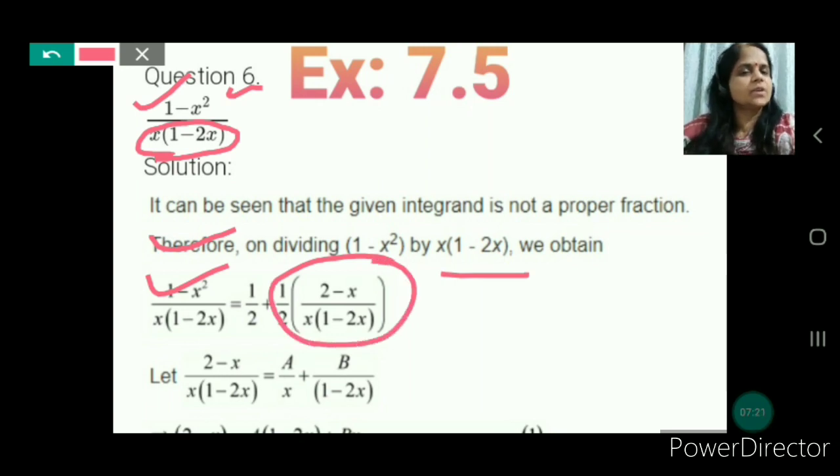So now we have to solve this first. Since it is 1 by 2, the integration of this would be 1 by 2 into x. So now let (2 minus x) by x into (1 minus 2x) be the remaining fraction.